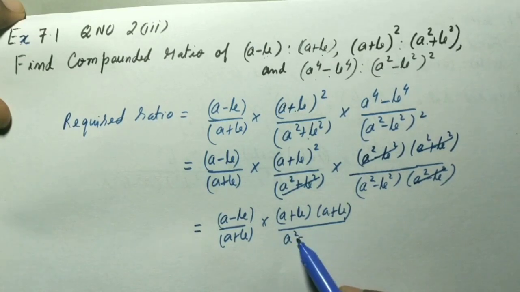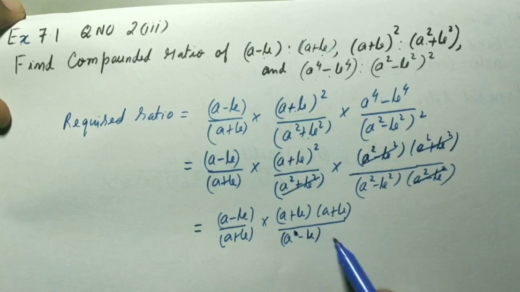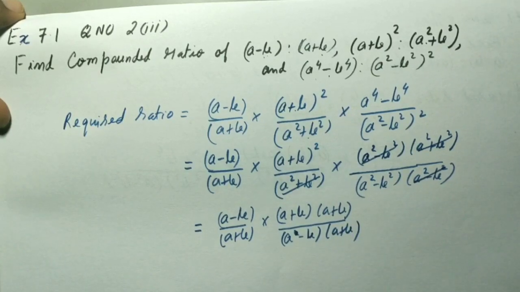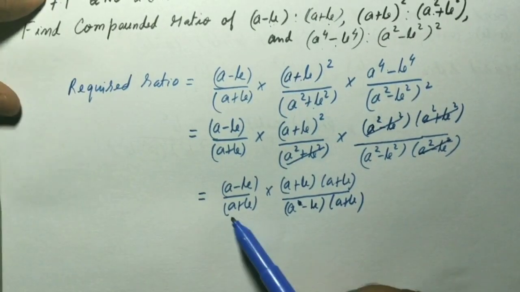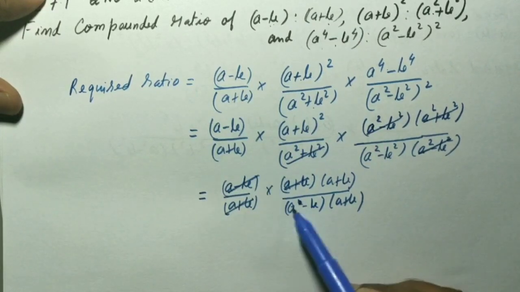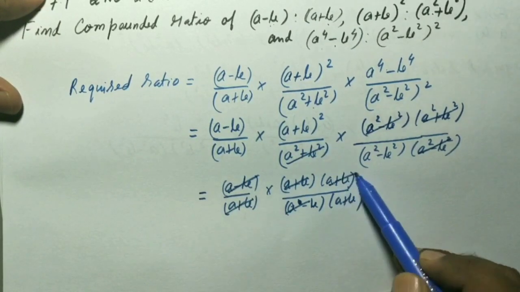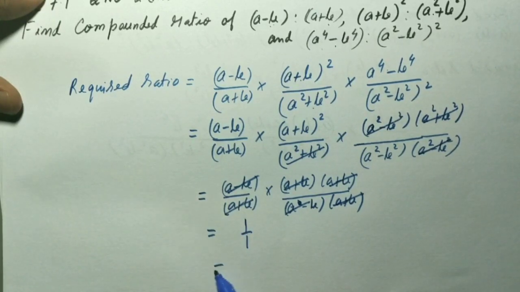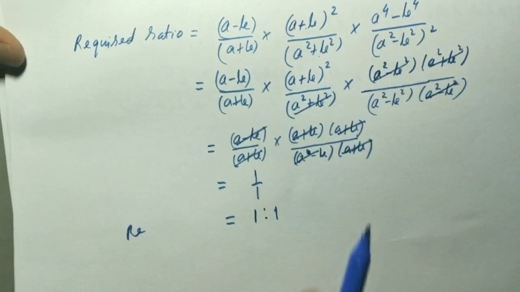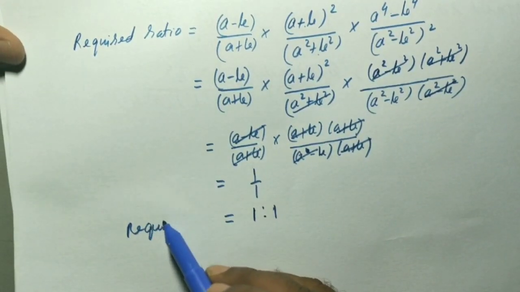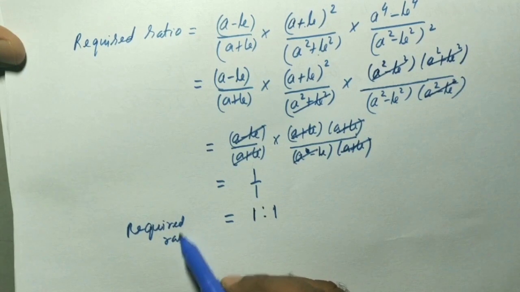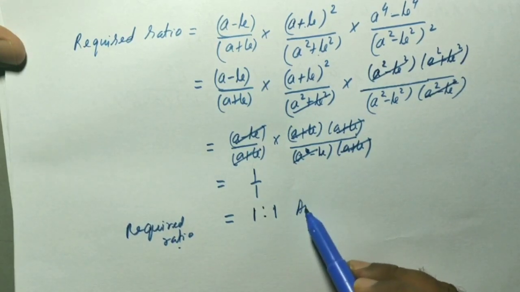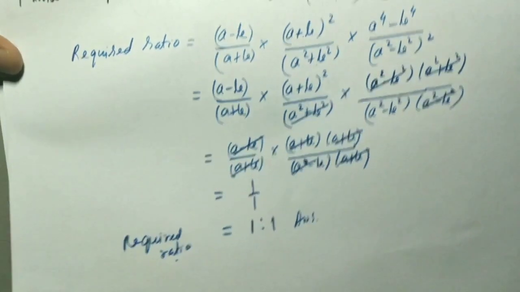And a square minus b square is a minus b into a plus b. Here this gets cancelled, this gets cancelled, and this also gets cancelled. That is equal to 1 by 1. So the required ratio will be 1:1. You need to write this way. This is the required compounded ratio. This is the answer. And this is a very important question also.